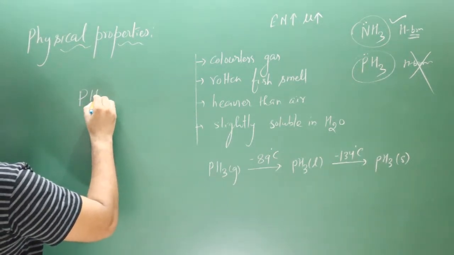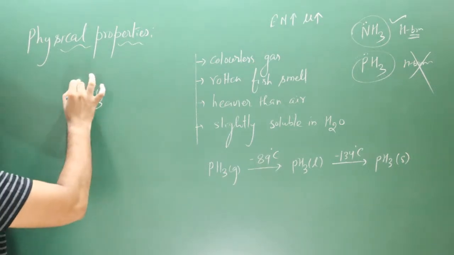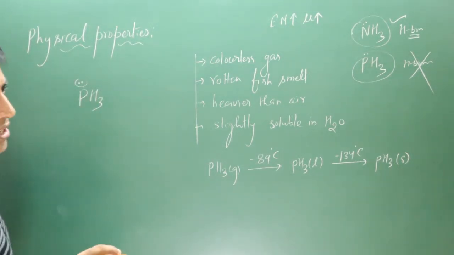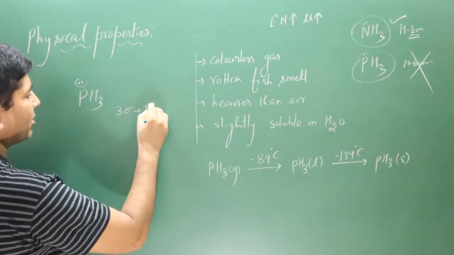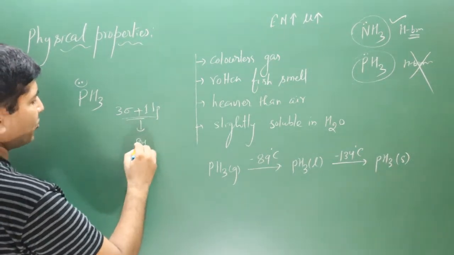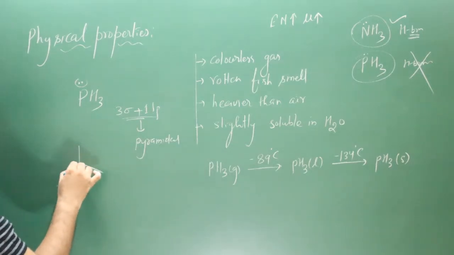Okay, now we talk about structure. In case of phosphine, phosphorus is forming how many bonds? 3 bonds, means it has one lone pair. Apply the concept of VSEPR theory in chemical bonding. It has 3 sigma bonds plus 1 lone pair, means in this case the shape will be pyramidal. Base structure is what? A tetrahedral.